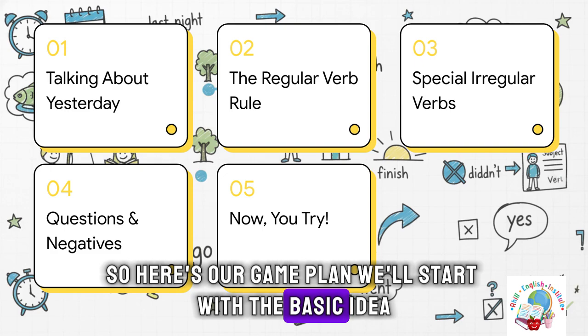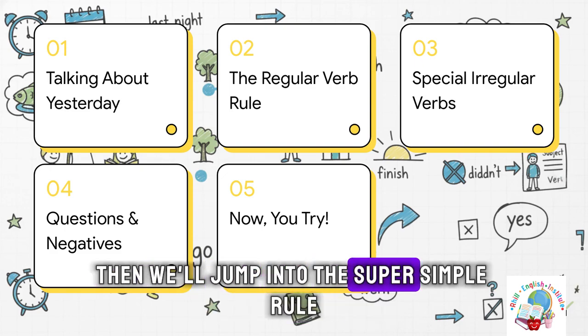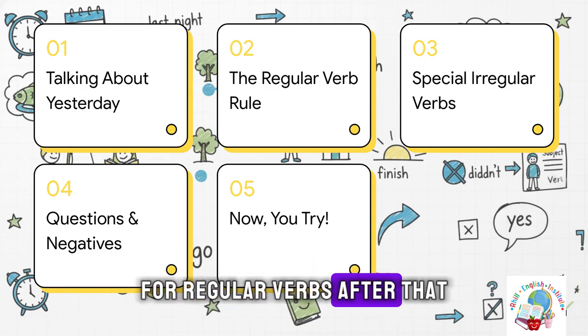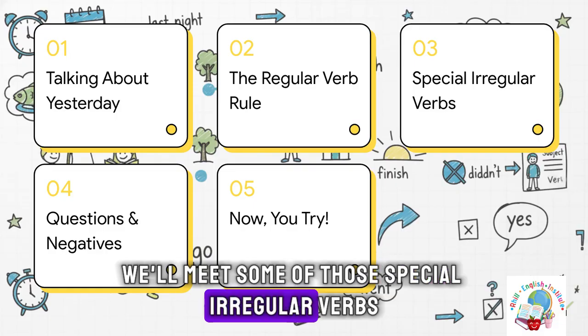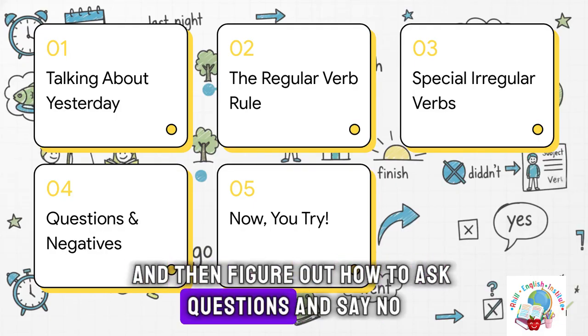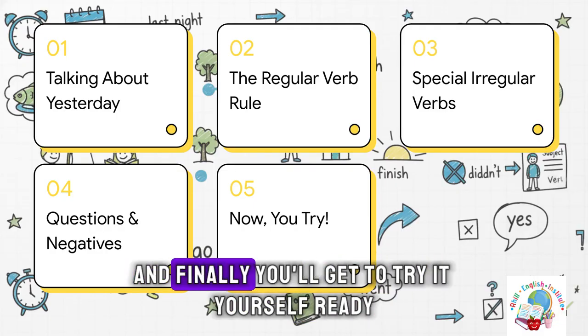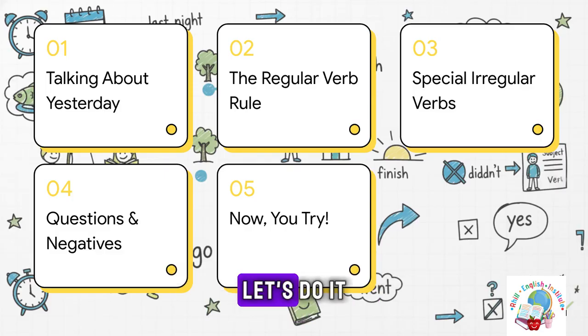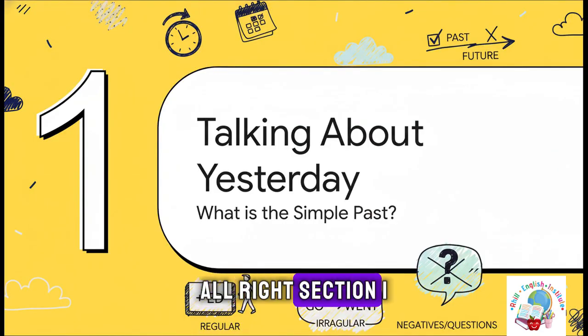We'll start with the basic idea, then we'll jump into the super simple rule for regular verbs. After that, we'll meet some of those special irregular verbs, and then figure out how to ask questions and say no. And finally, you'll get to try it yourself. Ready? Let's do it. All right, section 1.